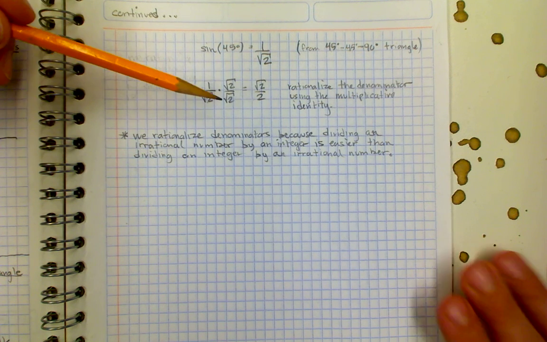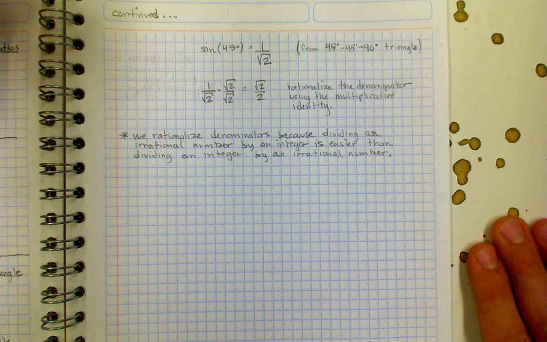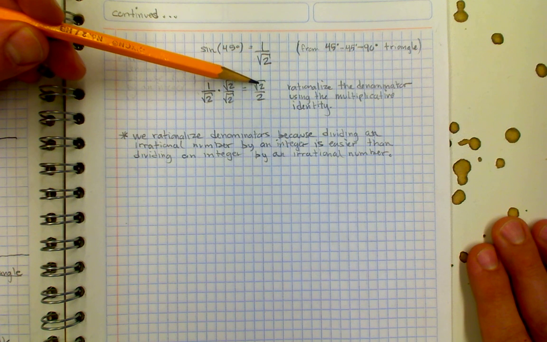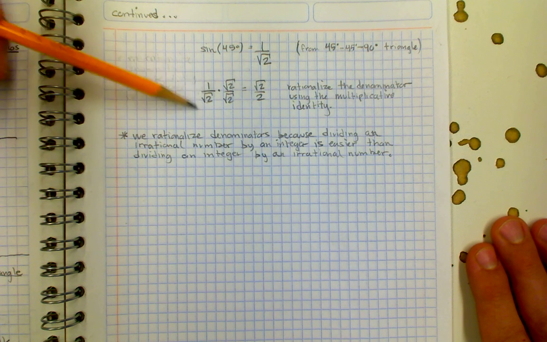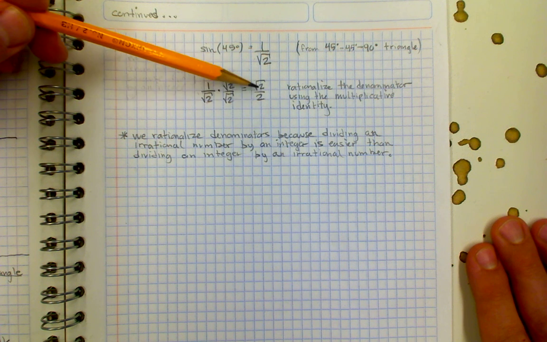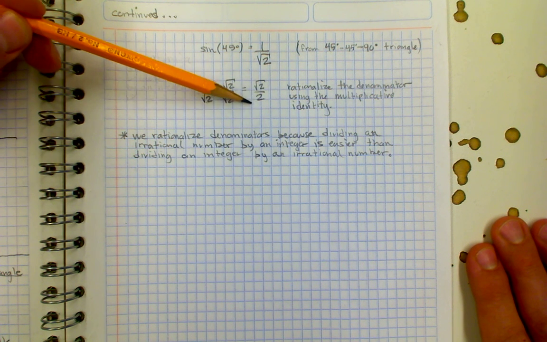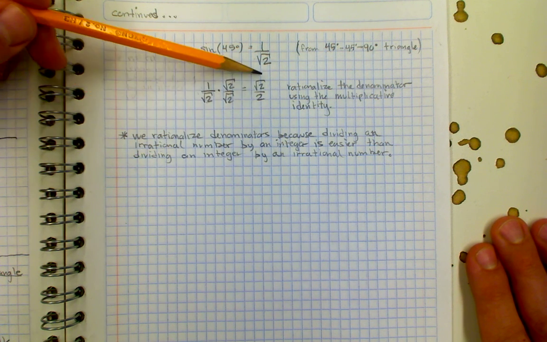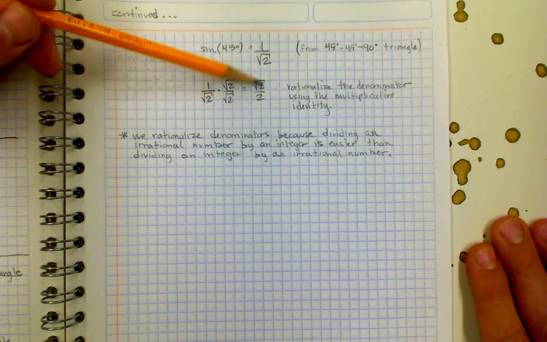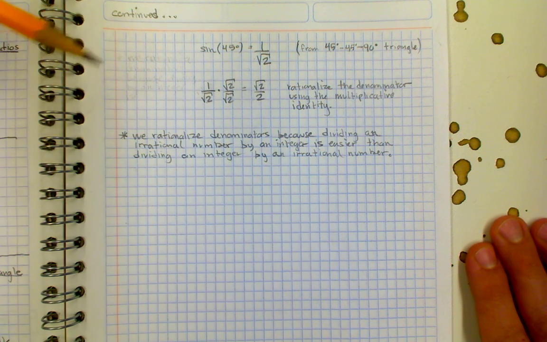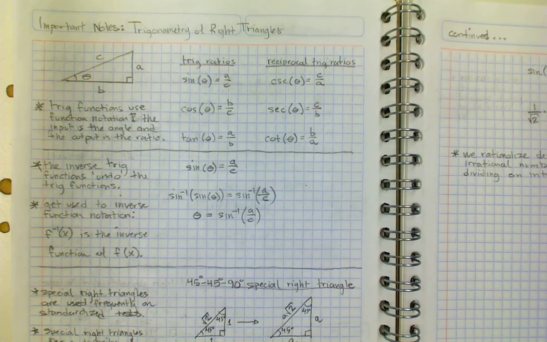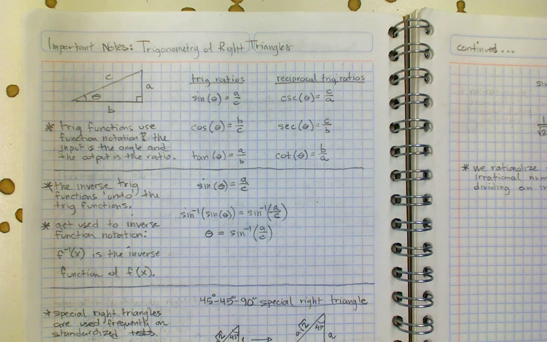And we do this for a couple of reasons. One, it's a lot easier to divide some estimate of the square root of 2, like 1.4, by 2 than to divide 1 by some estimate of an irrational number. Also, it's easier to use this number in a calculation if we have to multiply this by something or add a couple of fractions together. It's easier if the denominator is rational. So that is the summary of the trigonometry of right triangles.